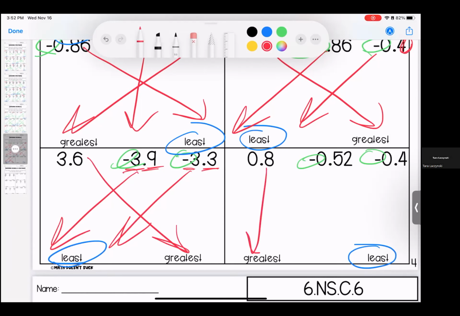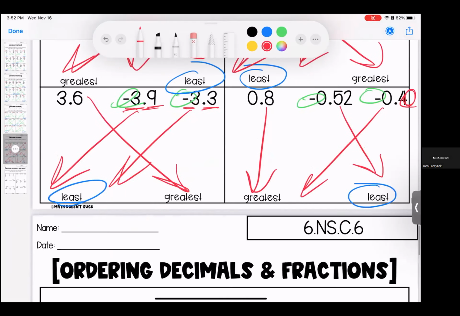Last one, only one positive, because the other two are negative. I'm going to say that you are just like 40 and you are like 52. 40 is closer to 0 than 52 is. If you have any questions, bring them with you to class.